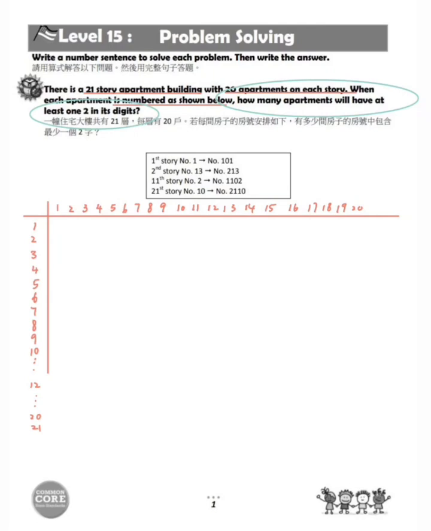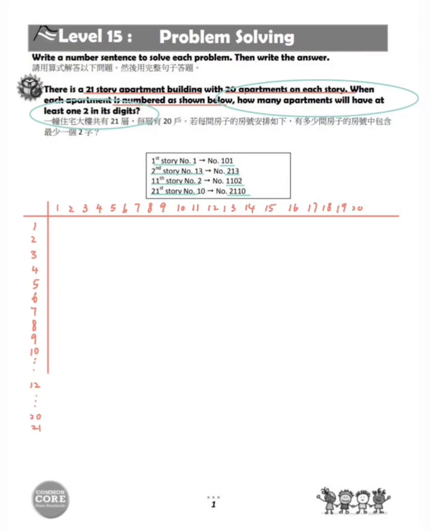So first, there are 4 examples here. First floor with the number 1 apartment will be called 101. Second floor and number 13 apartment will be called 213. 11th floor will have number 2 apartment will be called 1102. The 21st floor number 10 apartment will be called 2110.